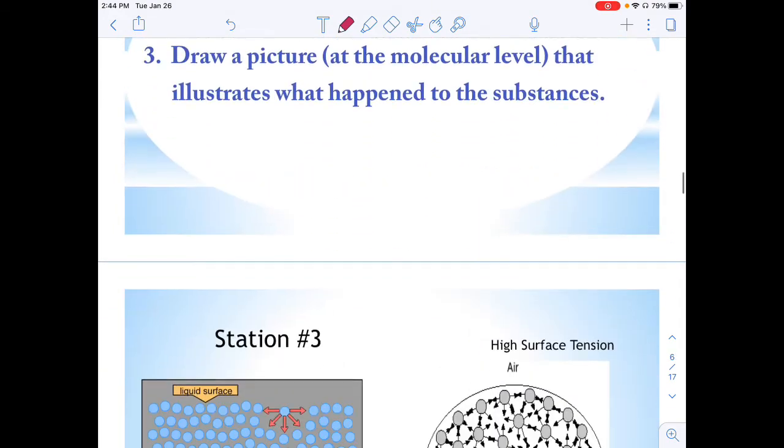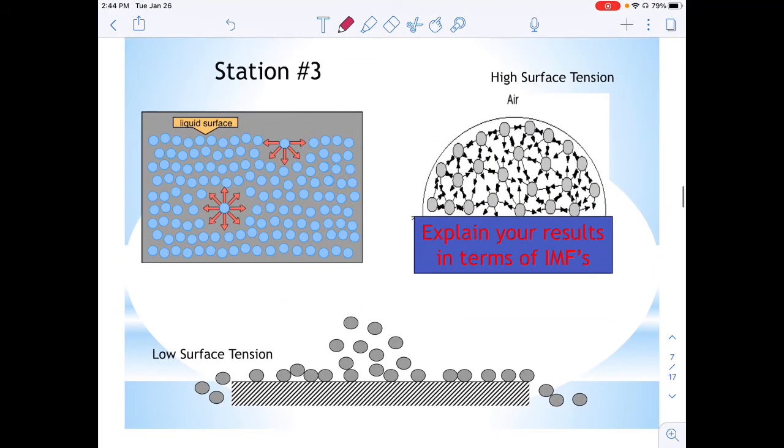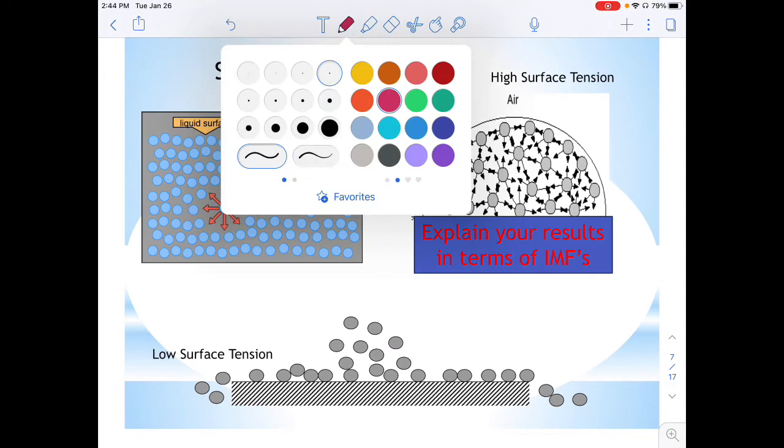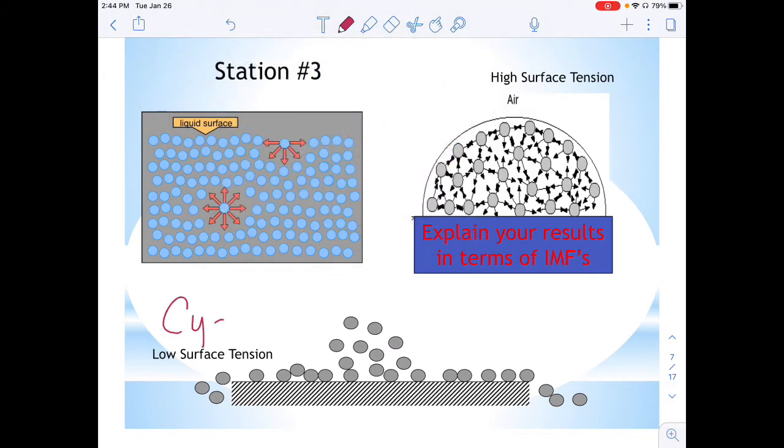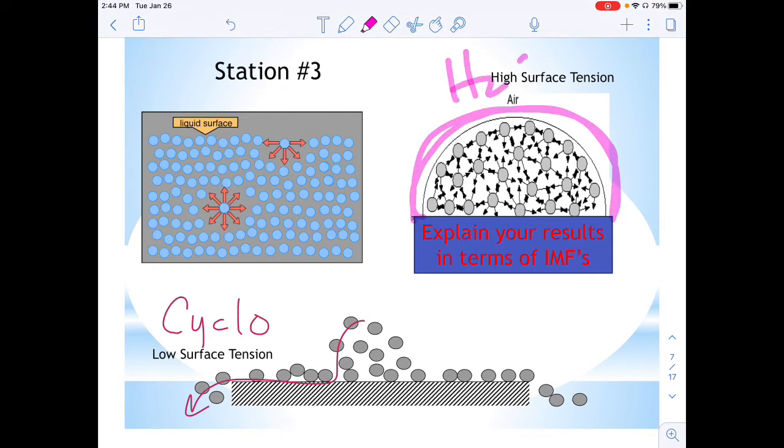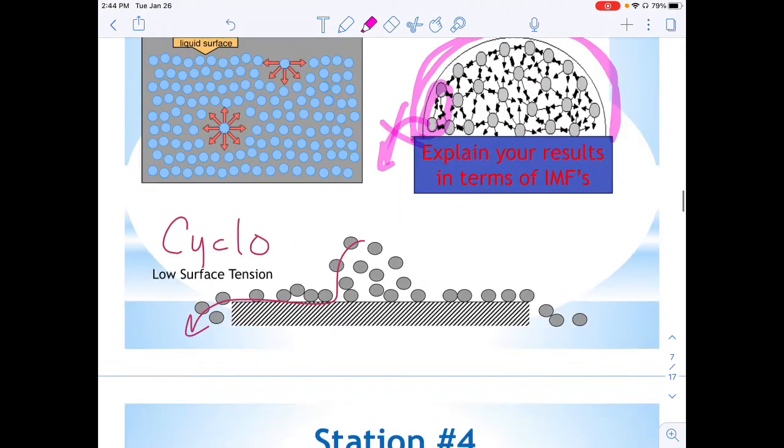If we look at station number 3, now this one should be very evident. This down here would have been considered the cyclohexane, because it just flowed over the side very easily. Up here is where we saw that big bubble from the water. Again, I have these molecules holding on really tight to each other. They're not letting each other fall off the side, so we're talking about very high surface tension there.